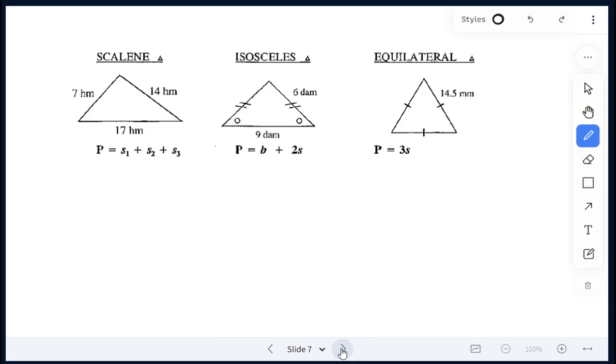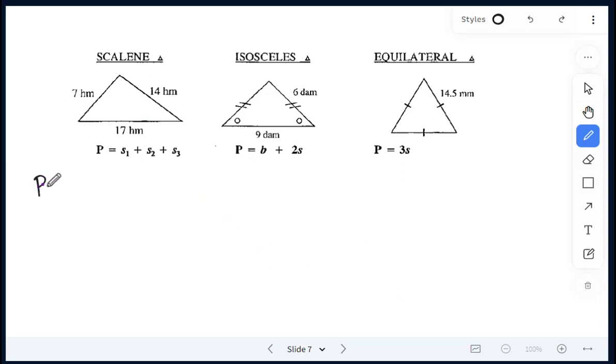All right, here we're going to look at triangles. Like I said before, a scalene triangle is a triangle that has all three sides of different lengths. An isosceles triangle has two side lengths that are the same, and then a third side with a different measurement. And an equilateral triangle has all three sides with the same measurement.